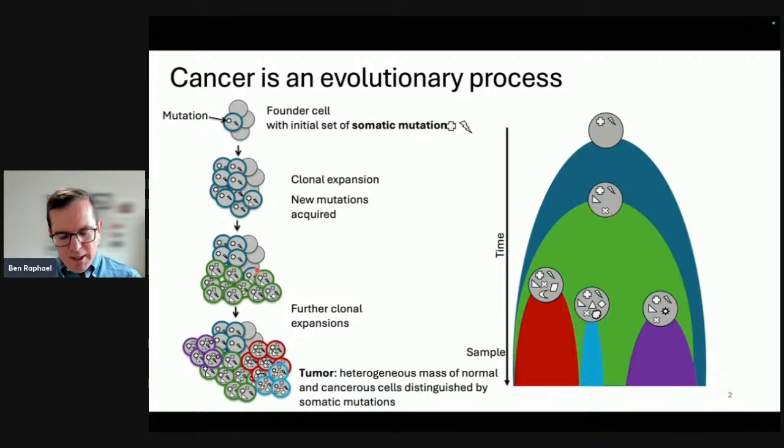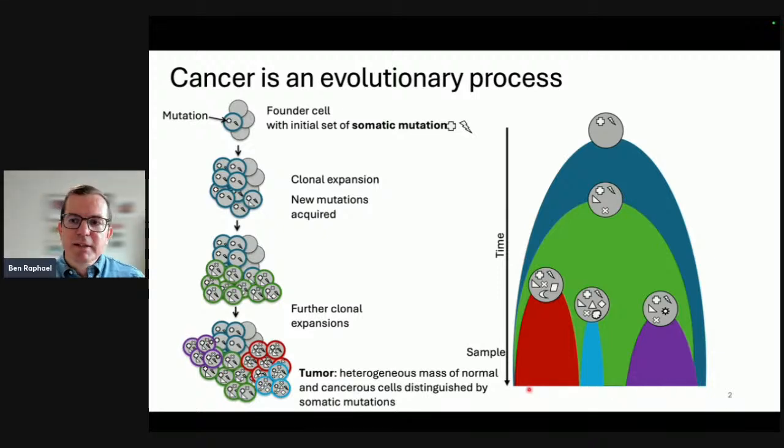And so you tend to have these clonal expansions in a tumor. And so when we measure a tumor at the present day, we'd see that it's a very heterogeneous mass of various types of cells, both normal cells from the tissue of origin and cancerous cells that have somatic mutations that they've inherited during this evolutionary process. This is sometimes visualized in this picture on the right, where you can see these clonal expansions, illustrating the population of each clone.